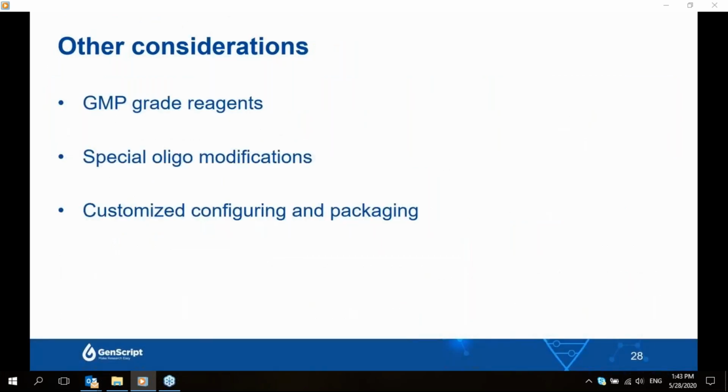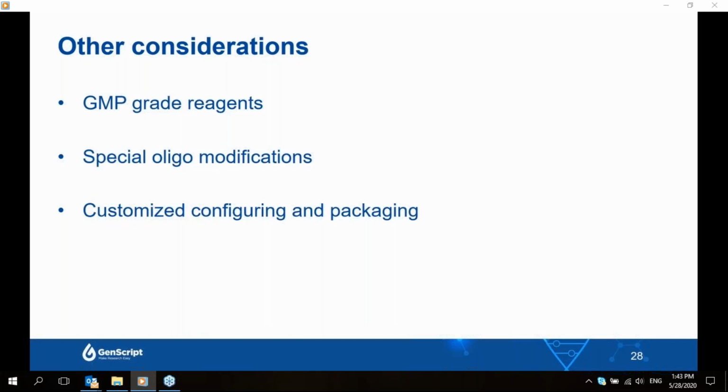Some other considerations that we help our customers with all the time, but I won't have time today to talk about, are, first of all, we offer GMP grade oligos and reagents. We offer over 100 kinds of oligo modifications as well. And we can easily make oligos that fit your niche applications that you probably couldn't find elsewhere on the market.